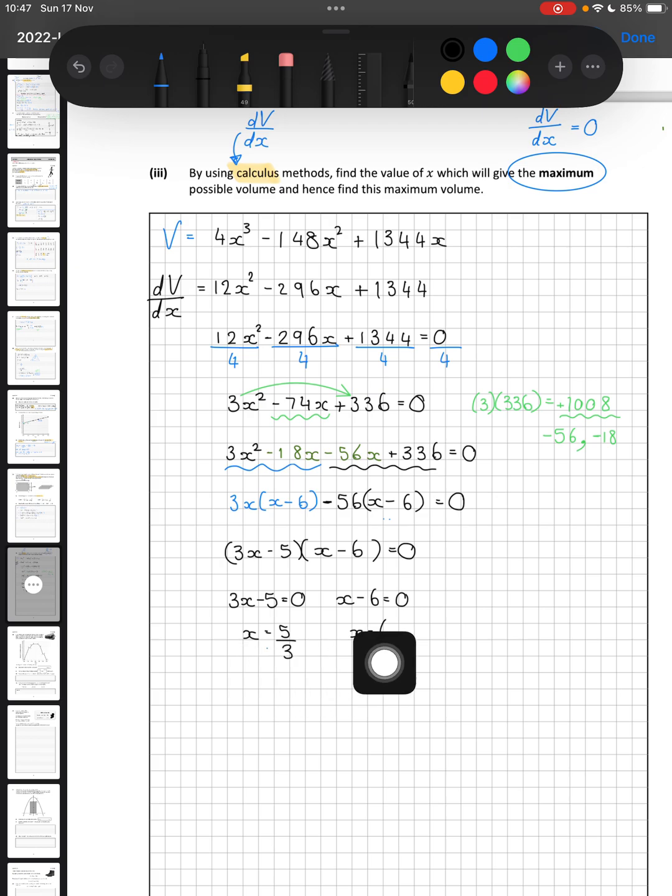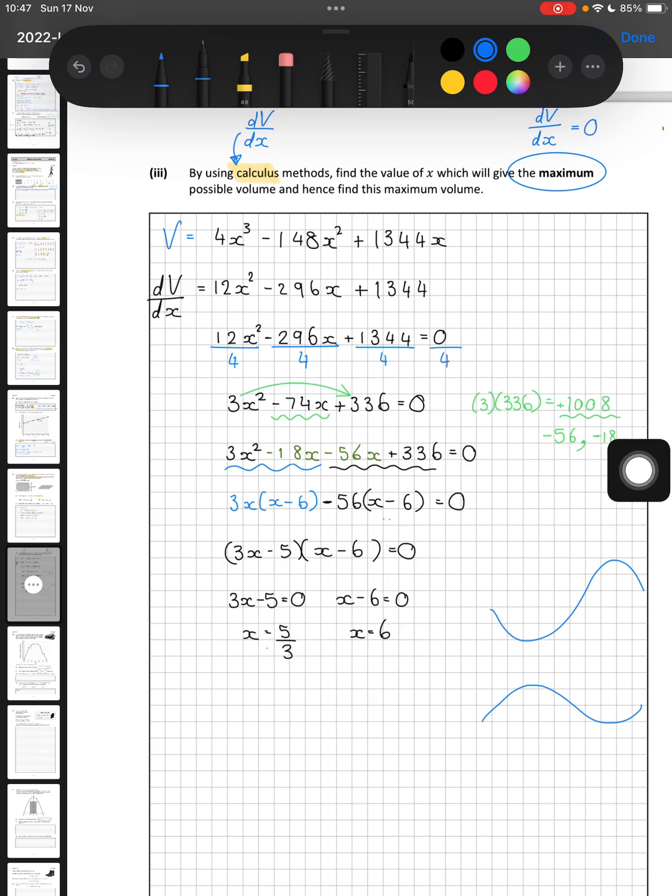Now, one of these is a max and one of them is a min. Okay, so when we think about it, a cubic, what does a cubic look like? It goes up and down. It's not like a quadratic where it just has one turning point. It has 2 turning points. Here we have 6 and we have 5 over 3. So a cubic could look like this or it could look like this. We don't know which of these x values is the max or the min.